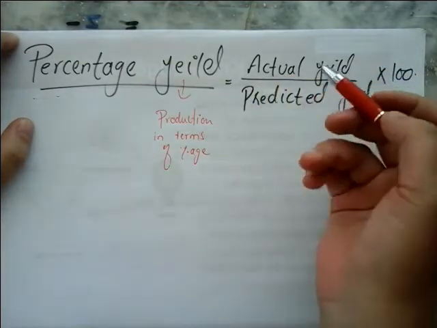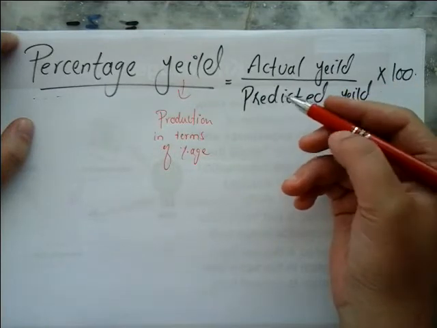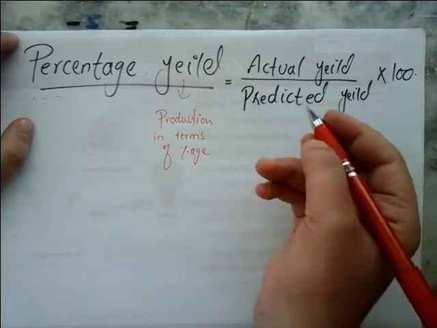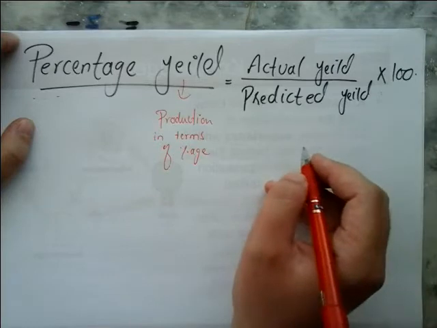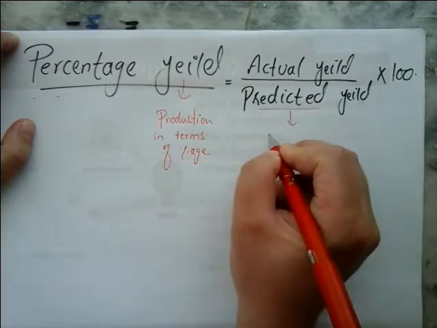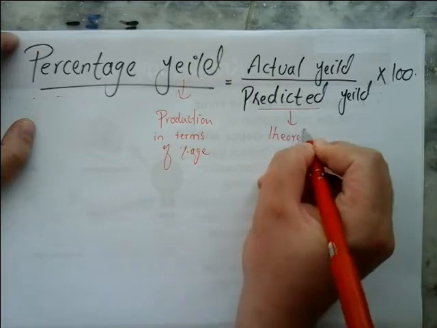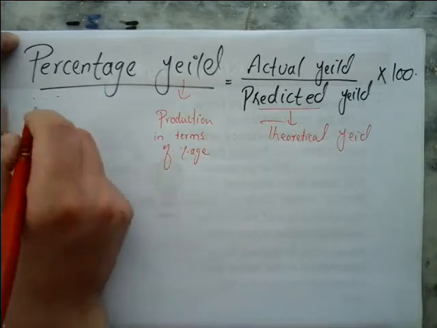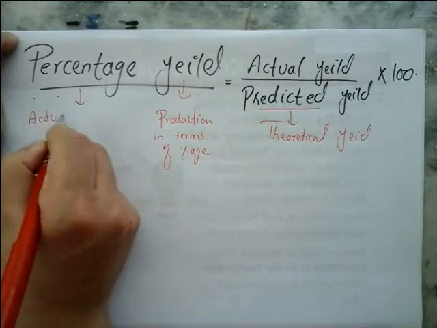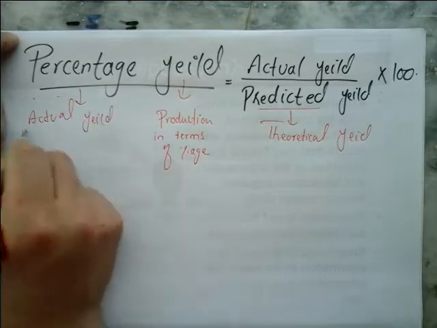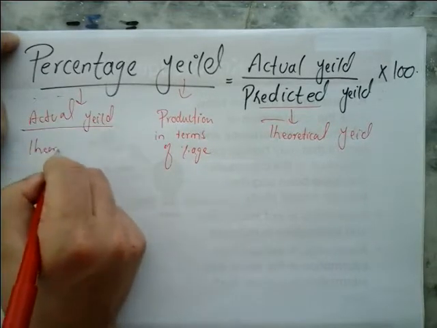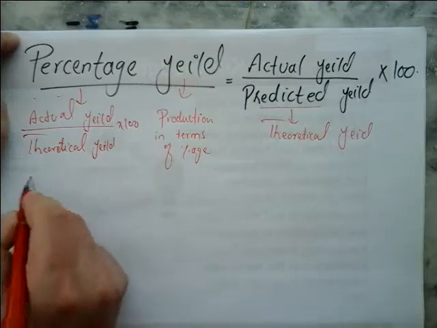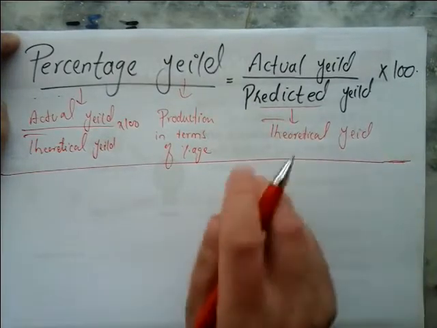Actual yield is the yield that has actually been produced during any chemical reaction, and predicted yield is the yield that we predicted. Sometimes predicted yield is also called theoretical yield in some books. So percentage yield can also be defined as actual yield divided by theoretical yield into 100. Okay, so this is the formula and the concept related to percentage yield.